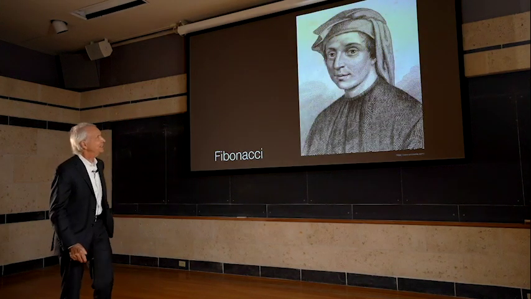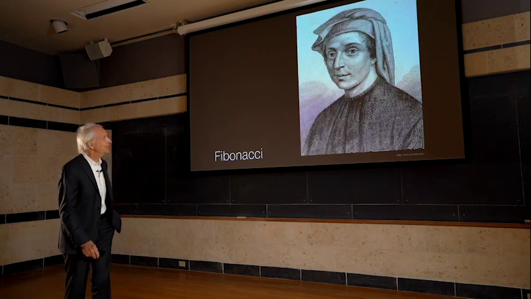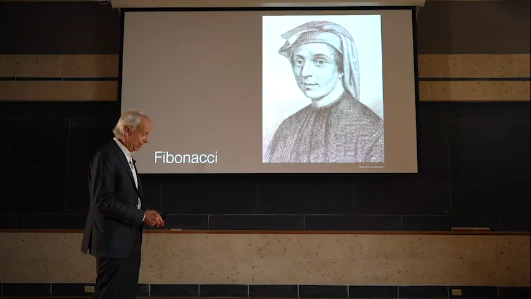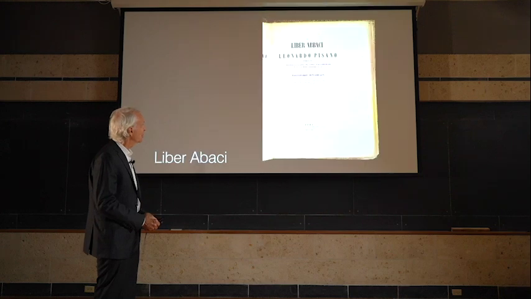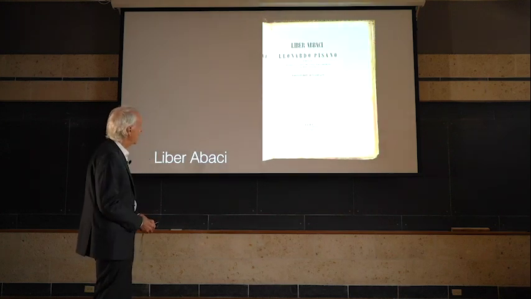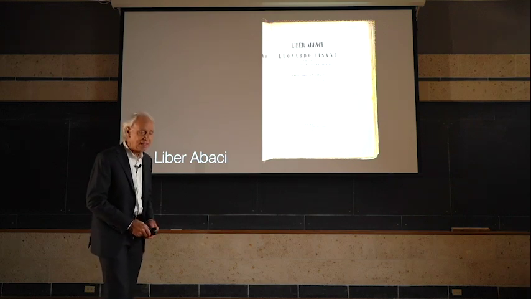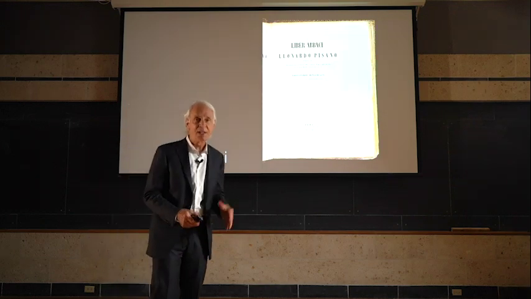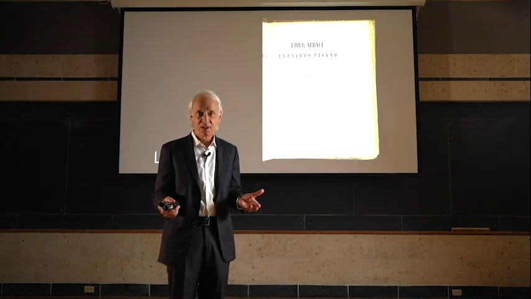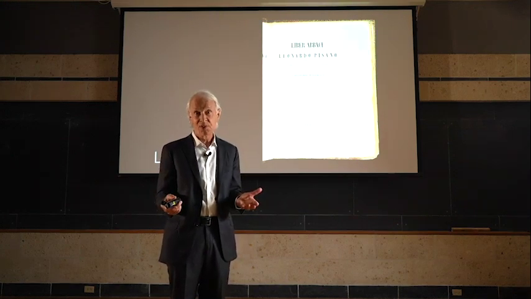Fibonacci lived in Pisa in the 13th century primarily. And in 1202, Fibonacci published a book called Liber Abaci. And Liber Abaci introduced the idea of Hindu-Arabic numbers to the Western world. So prior to this time, Roman numerals would have been the numbering system that the entire Western world used.